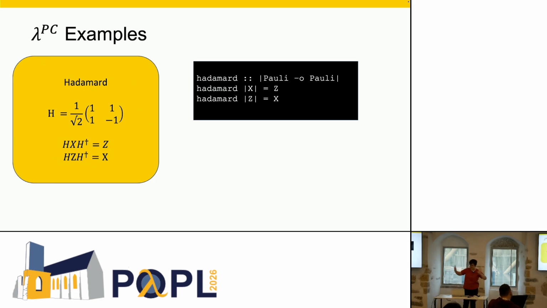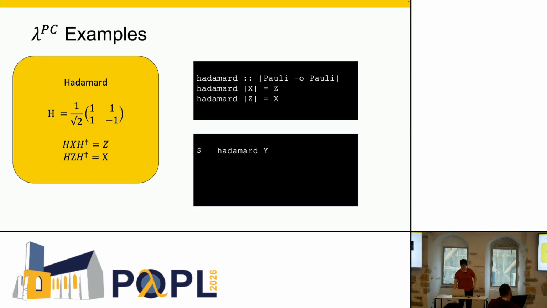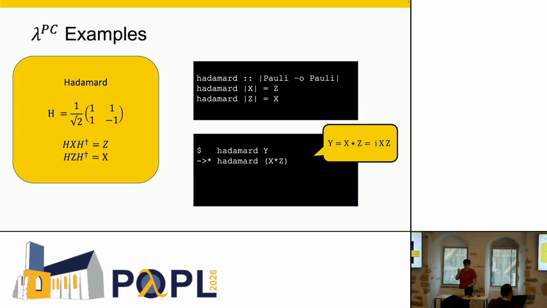So now that we've written this function, we should be able to apply it to any Pauli in the single qubit Pauli group. So let's see what happens when we apply it to y. It's going to evaluate as follows. First of all, it will notice that y can be written as x star z. Then it'll distribute the function over the star. And then it will use the definitions to produce z star x, which it knows is negative y.